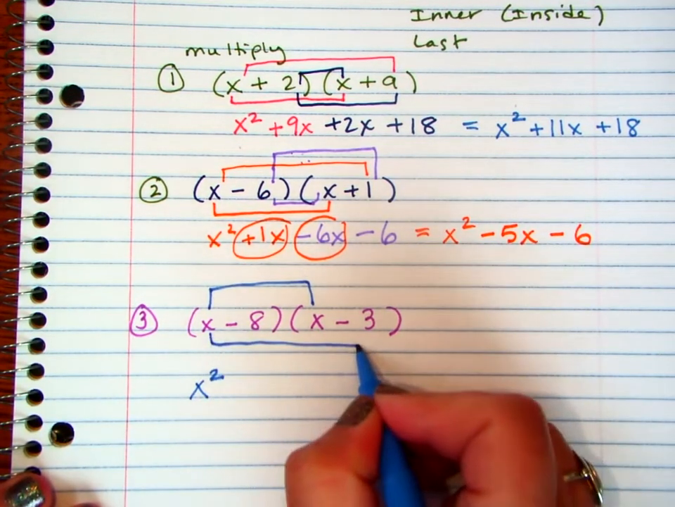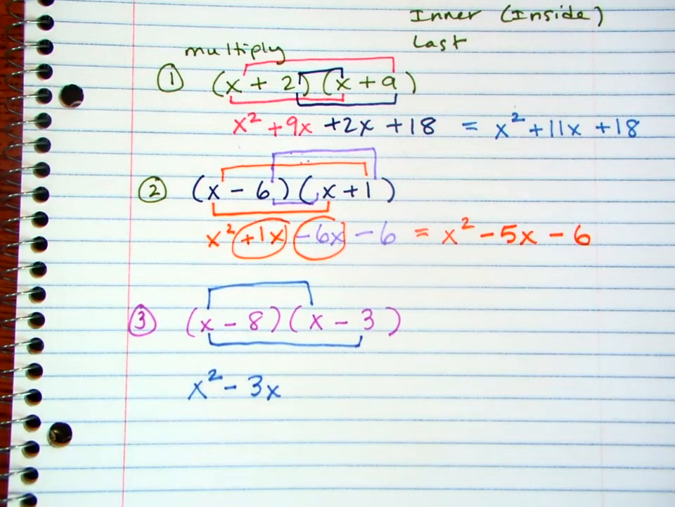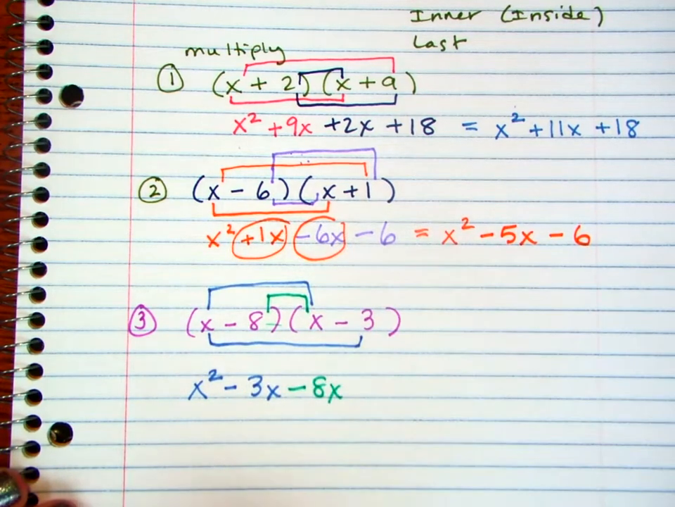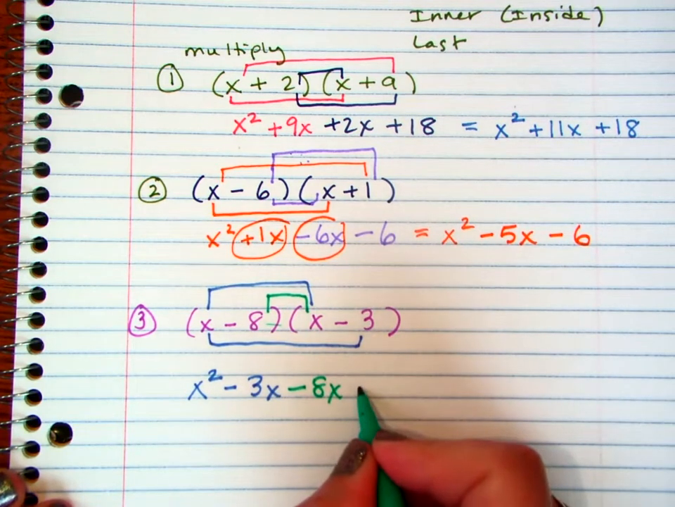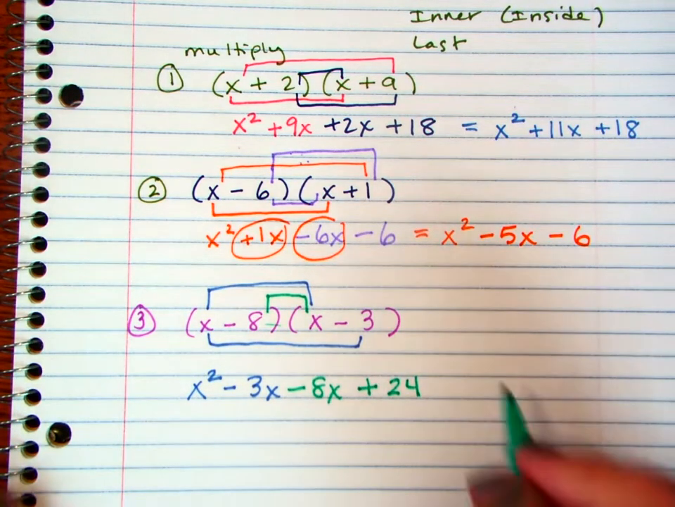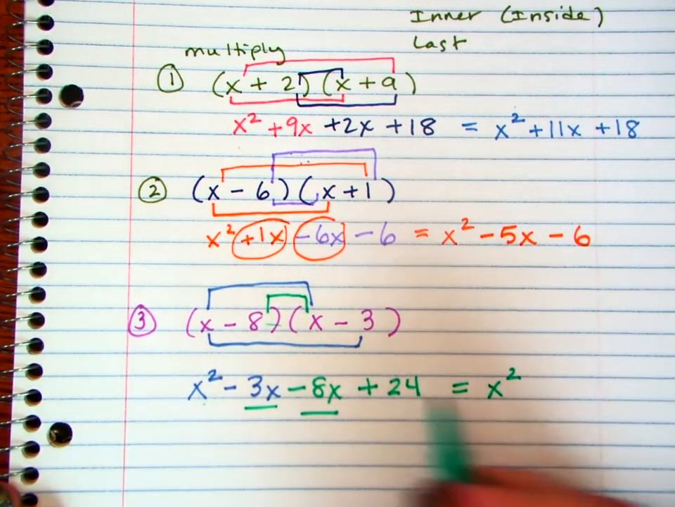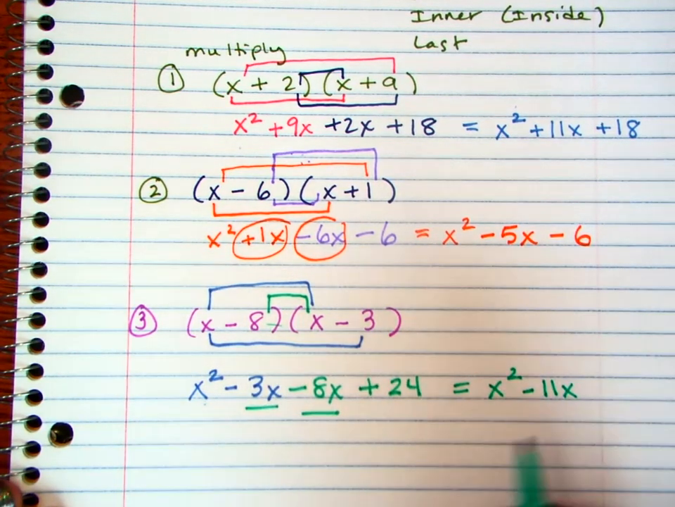Outer, x times negative 3, which is negative 3x. Inner, which is negative 8 times x, which is minus 8x. And then last, negative 8 times a negative 3, which is positive 24. Okay, and then you're going to combine the inner terms to give you x squared. And these two terms become minus 11x, because negative 8 minus another 3 is negative 11.